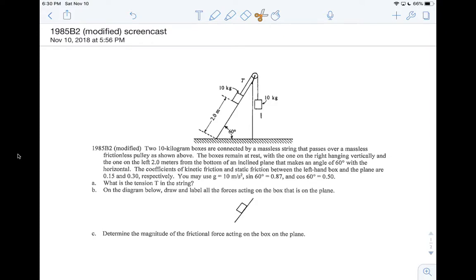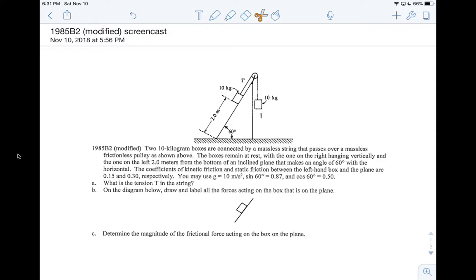Two 10-kilogram boxes are connected by a massless string that passes over a massless frictionless pulley as shown above. The boxes remain at rest, with one on the right hanging vertically, and the one on the left 2 meters from the bottom of an inclined plane that makes an angle of 60 degrees with the horizontal.